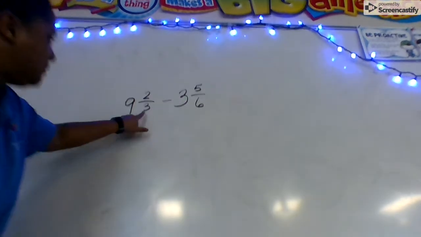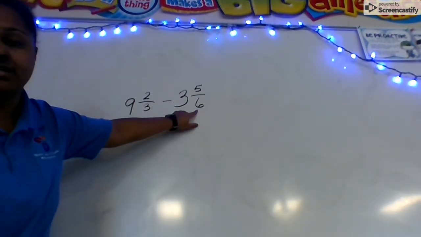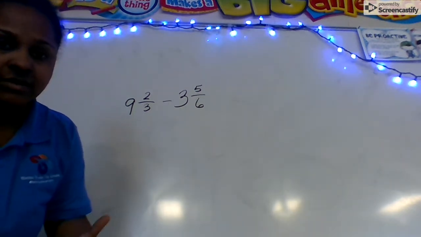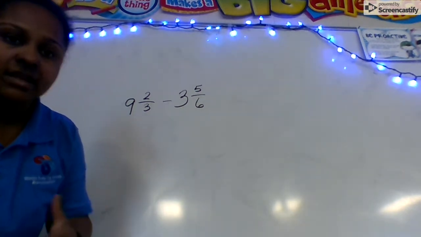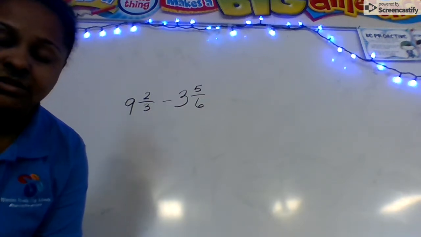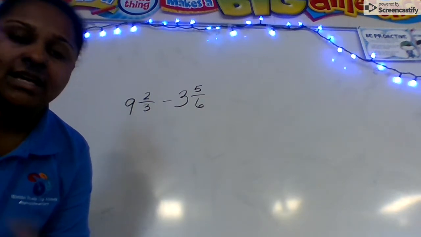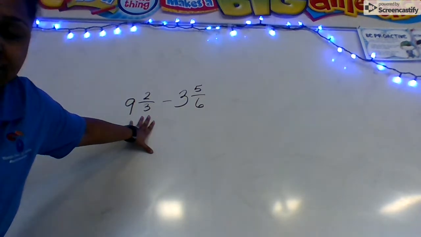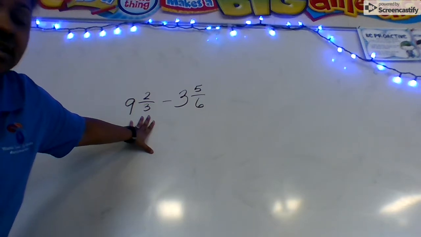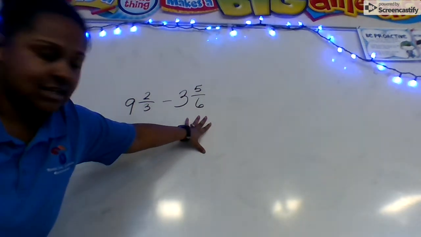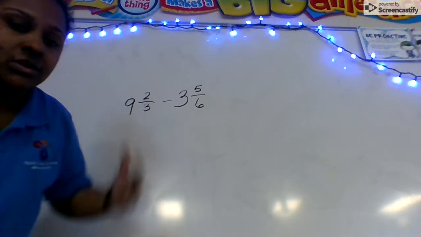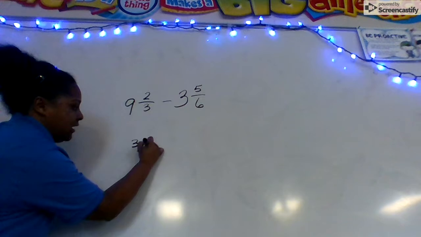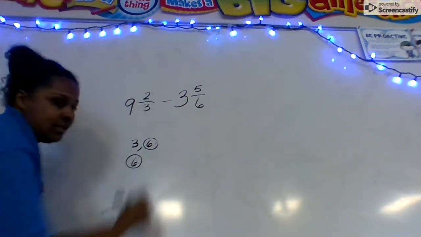Right now, this denominator is 3. This denominator is 6. They're not the same. So the first thing I need to think about is how can I make that happen? What you need to do is what's called having an equivalent fraction. So I need something equivalent to 9 2/3, but I need the denominator to be the same as the fraction over here. So in order to do that, you do least common multiple. The least common multiple of 3 and 6 is 6.